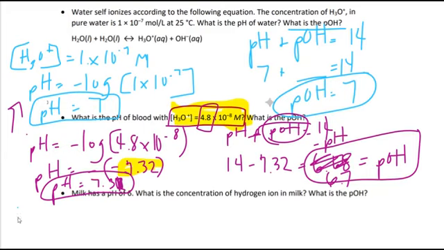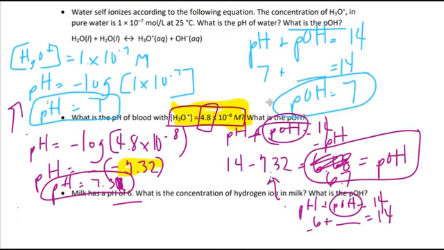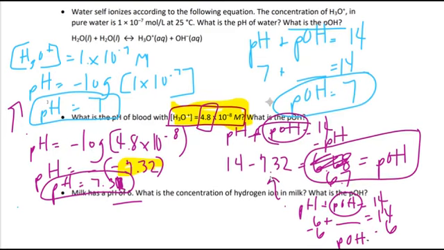Okay, so now let's look at milk. Milk has a pH of 6. What is the concentration of hydrogen ion in milk? And what is the pOH? Well, first, finding the pOH is similar to what we just did right here. We know that pH plus pOH equals 14. So, since I know that my pH is 6 plus what is 14, I've got to get this by itself, so I'm going to do the opposite. So I'm going to subtract 6 from both sides. So we know the pOH is 8.